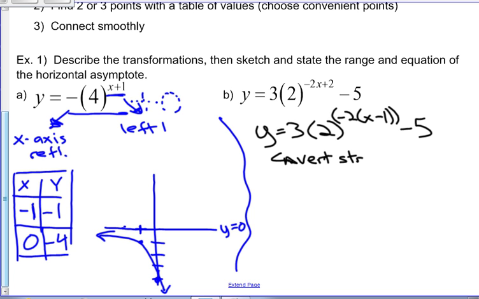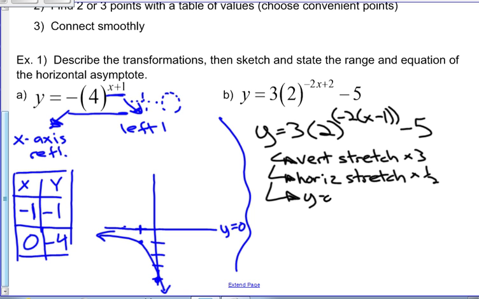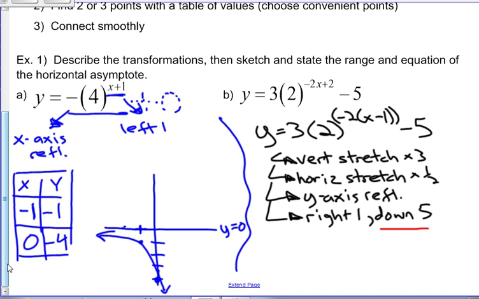Vertical stretch by a factor of 3. The negative 2 would mean horizontal stretch by a factor of a half. We have a y-axis reflection. We're right 1 and down 5. Now you can produce the graph without making all of those descriptions. The only one that's really important to understand is the down 5.